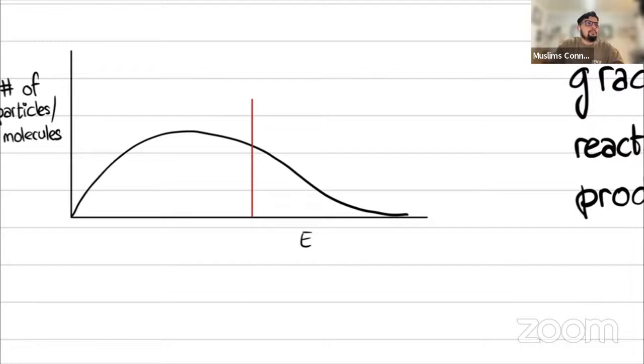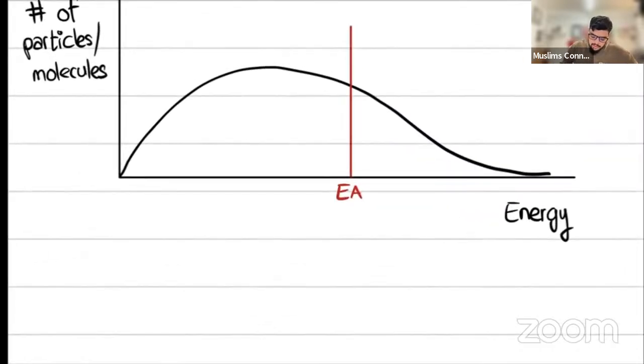So this is energy. It's a number of particles versus energy graph. And we have this line which represents the activation energy at a certain point. So let's think of this numerically. The energy is at 100, and it's 200, and it's 300, until maybe it turns out 600 joules is the amount of energy required for this reaction to take place.